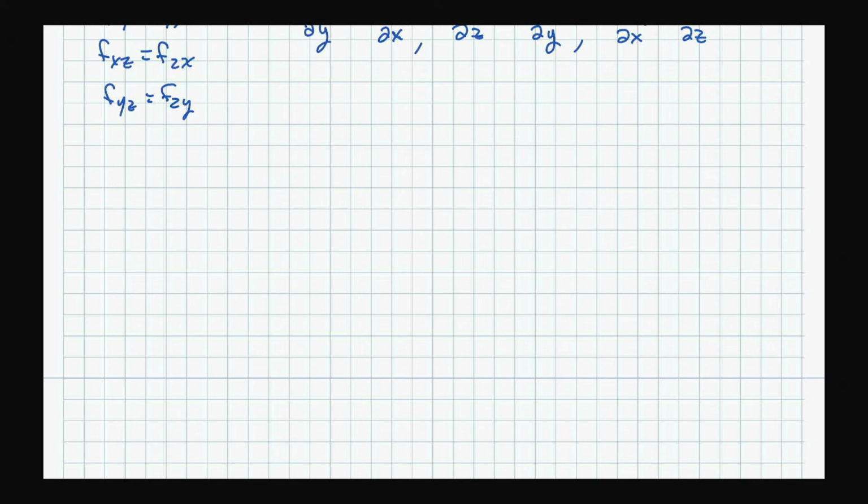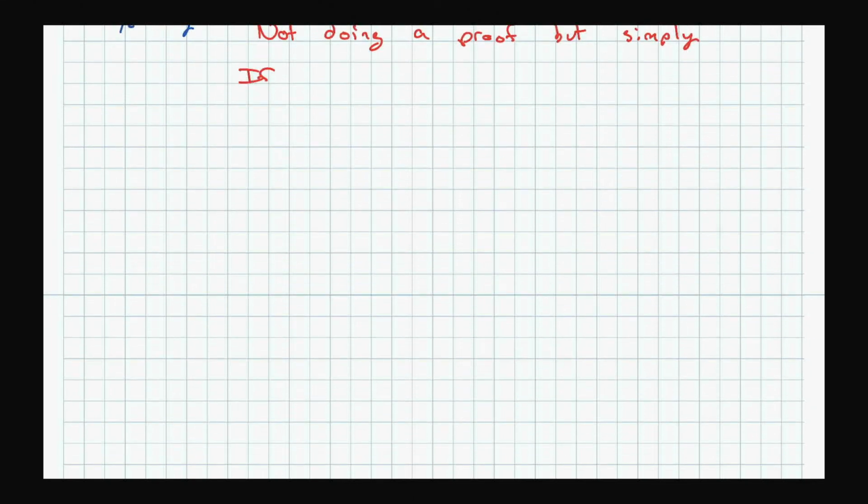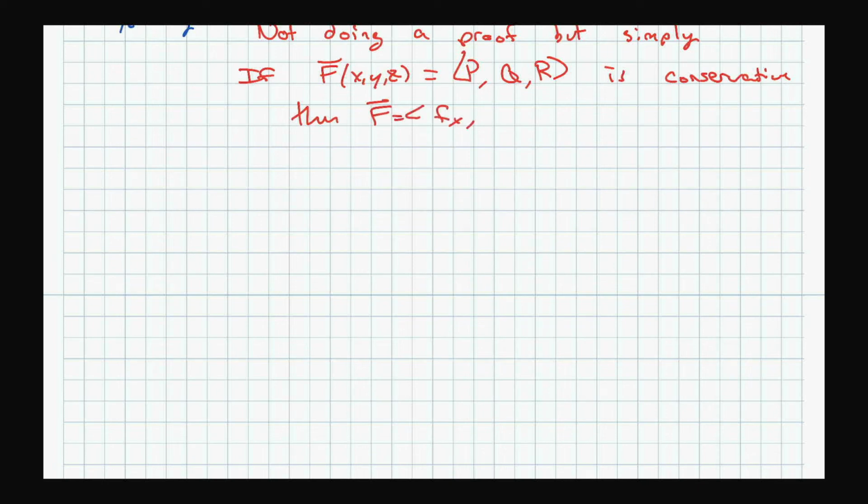So I'm not going to do a proof, but the proof is basically simply: if f of, let's say, xyz equals pqr is conservative, then f is actually fx, fy, fz.